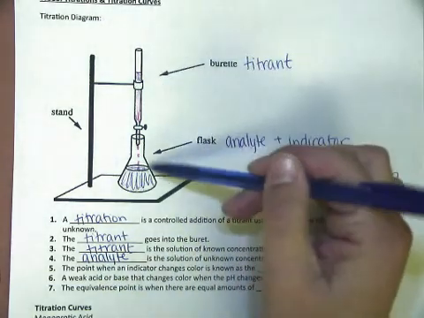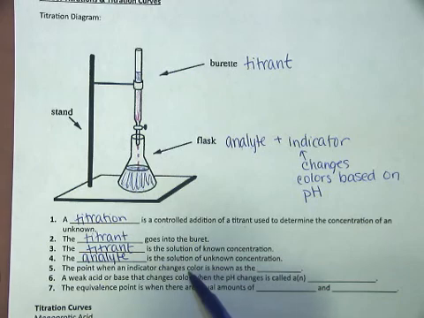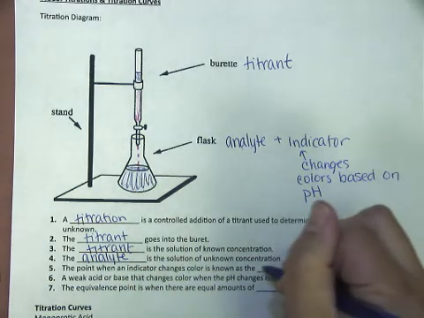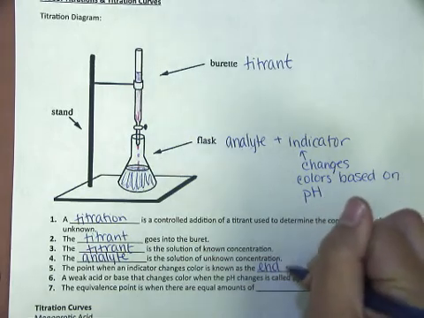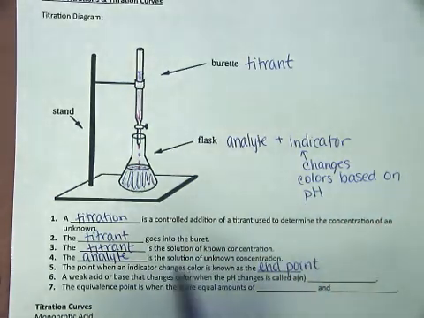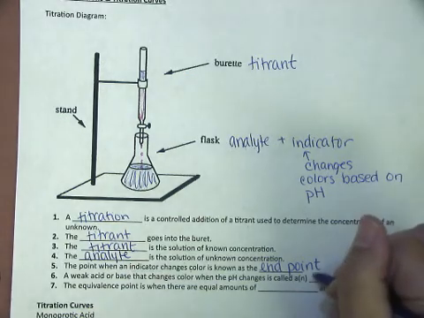We add titrant to our analyte until we have a color change. And the point when an indicator changes colors is known as the endpoint. This tells you you are done with your titration. The indicator is a weak acid or base that changes colors when the pH changes.